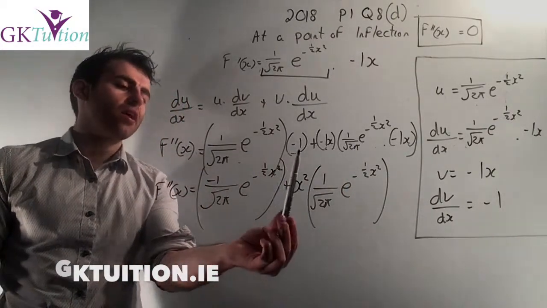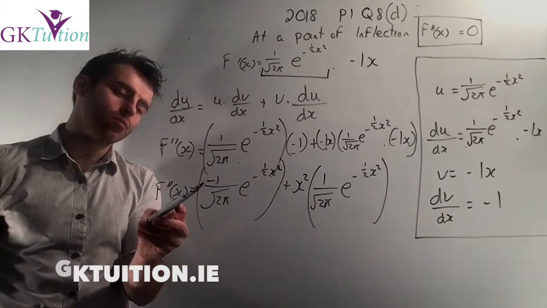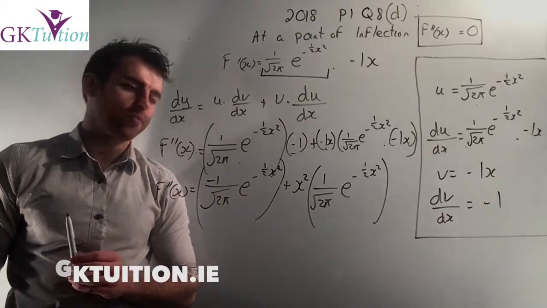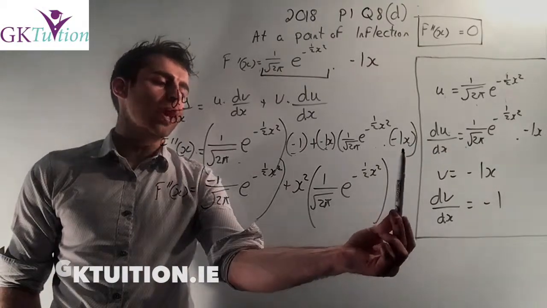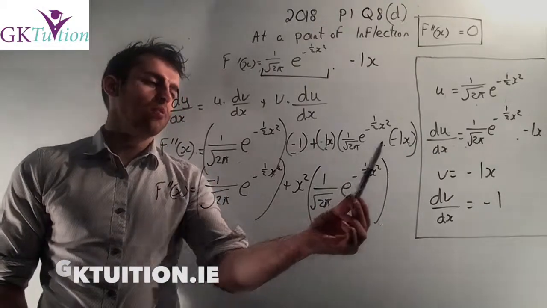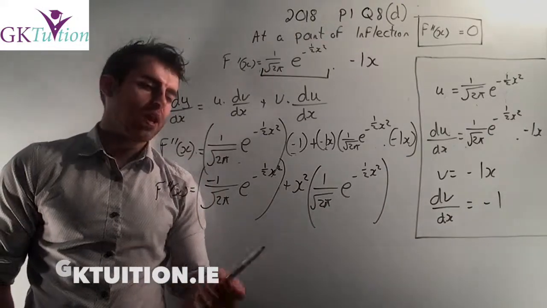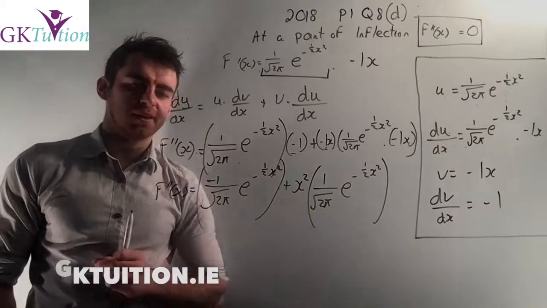On the next line, the minus 1 I multiplied by the 1 on top here, so that just becomes minus 1 over root 2 pi e to the minus a half x squared. To simplify the second term here, I just multiplied the minus 1x by the minus 1x. Minus by minus gives me plus, x by x becomes x squared. And it's x squared times 1 over root 2 pi e to the minus a half x squared.